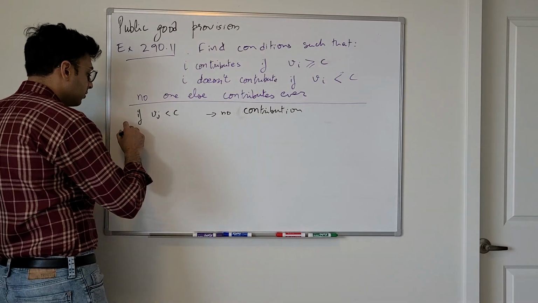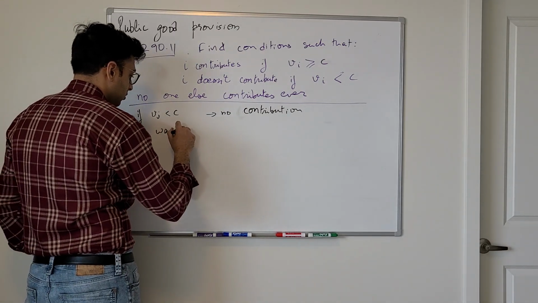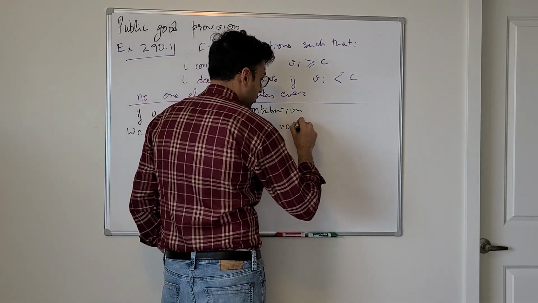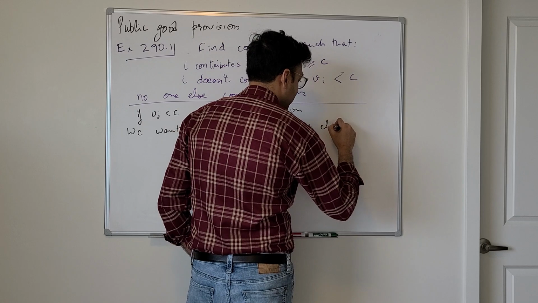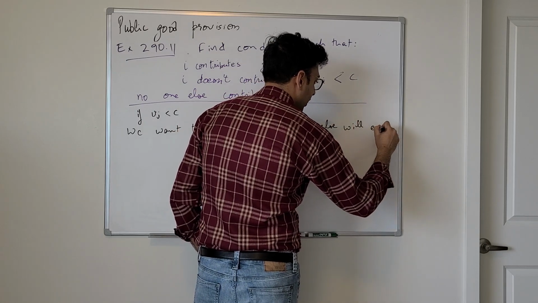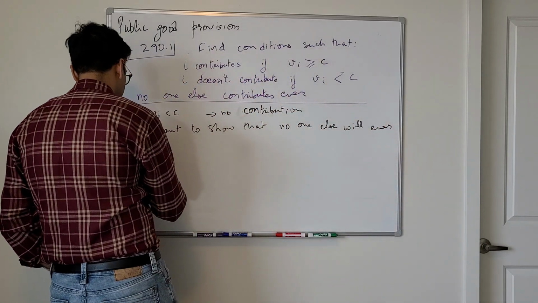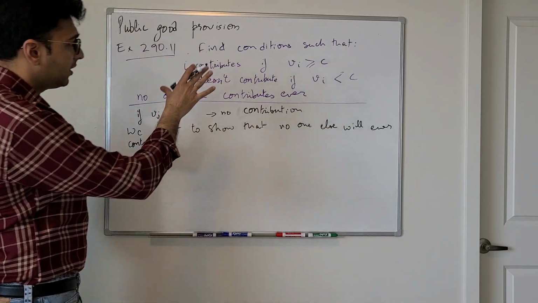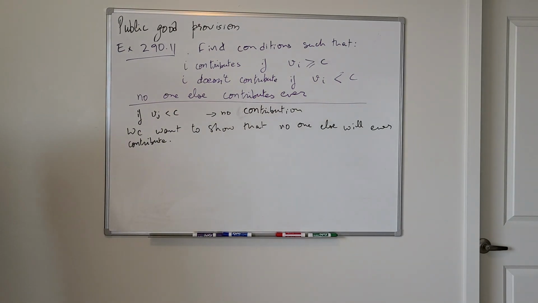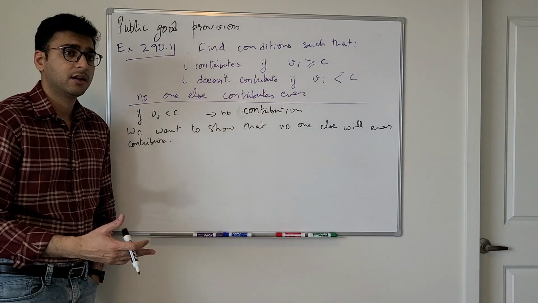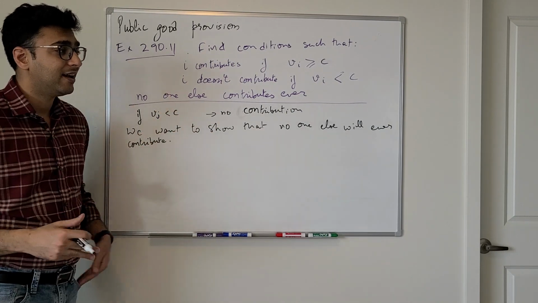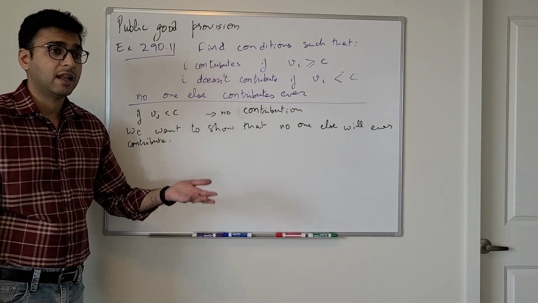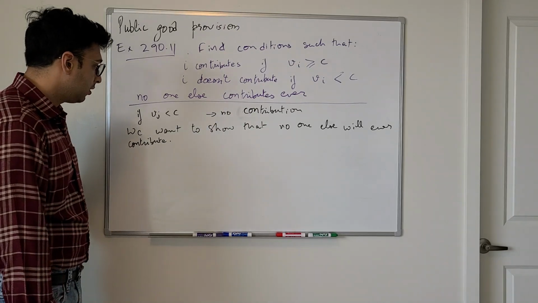Right? So we want to show that no one else will ever contribute. Right, and we want this to be an equilibrium. So with no one else contributing, we want to find out conditions where player I will contribute, and there no one else is contributing because player I has a likelihood of contributing.